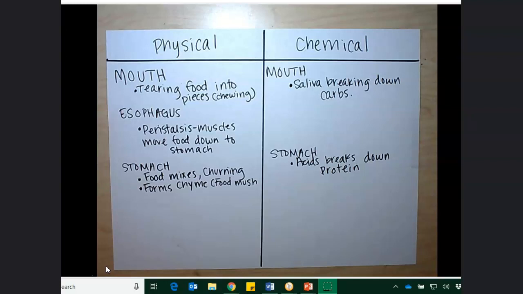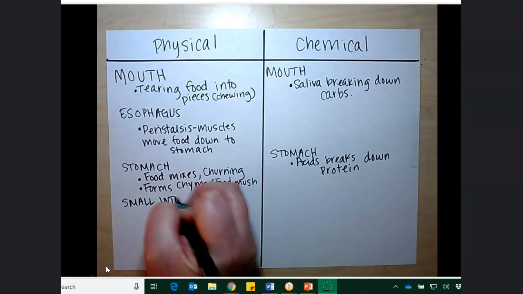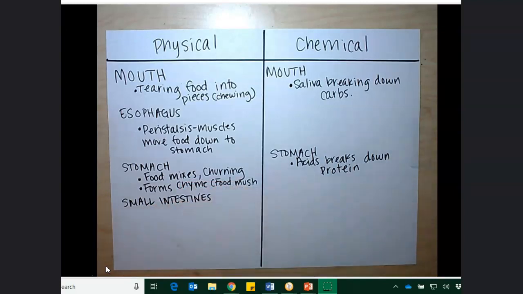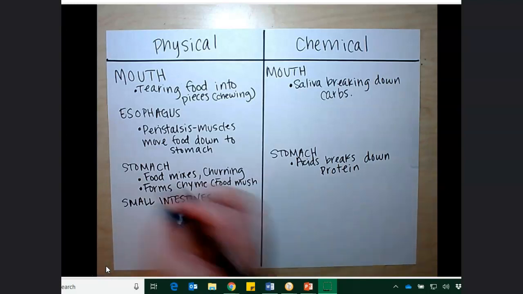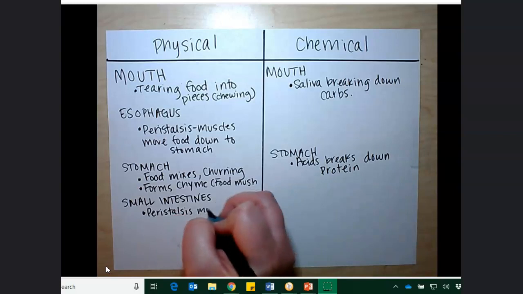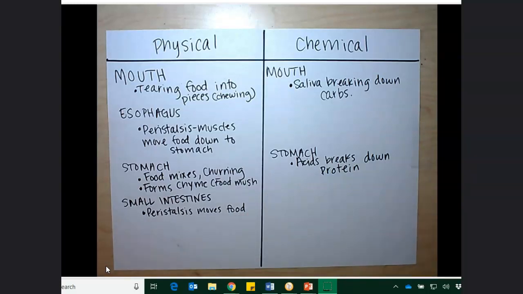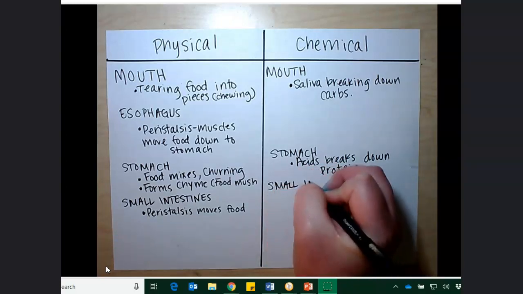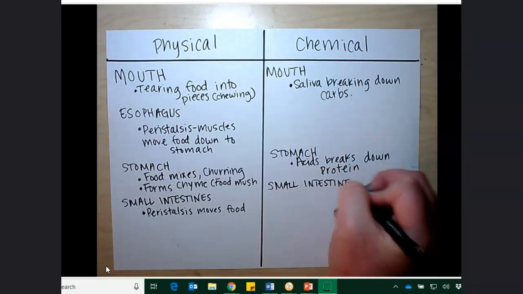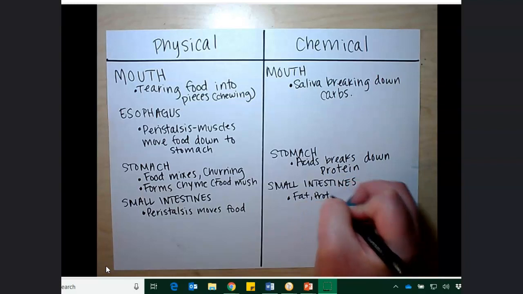Now, the next thing is we have the small intestines. In the small intestines, again, we have peristalsis, and that's moving the food. And again, that's your muscles moving the food. However, on the chemical side, there's a lot going on. In fact, this is where most of chemical digestion takes place, in the small intestines. So here we have fats, proteins, and carbohydrates that are going to be broken down.